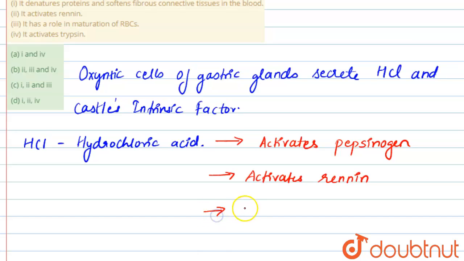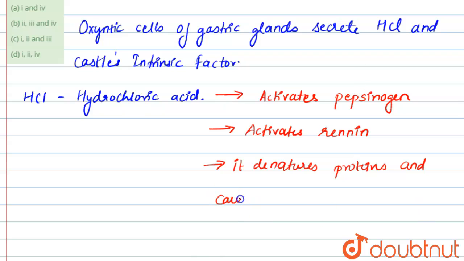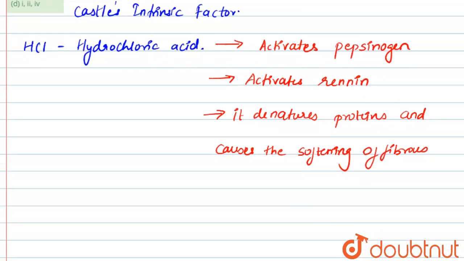Then this HCl also helps in denaturing the proteins. It denatures proteins and causes the softening of fibrous connective tissues in blood.